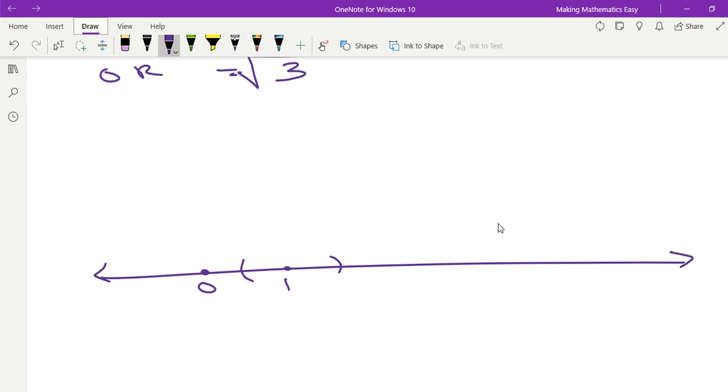Now what you have to do is increase the radius of your compass. Keep the pointer over here and make an arc over here. Put the pointer over here, make an arc over here. Now you simply need to join these two segments. Okay, you will get a straight line.